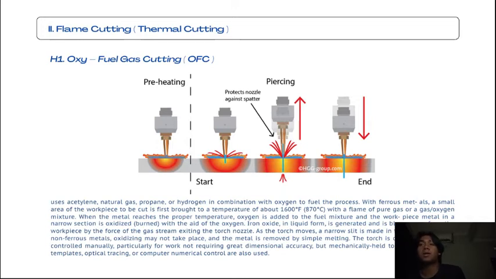So the torch is commonly held and controlled manually, particularly for work not requiring great dimensional accuracy, but mechanically held torches controlled by templates, optical tracing, or computer numerical control are also used. The process works best with carbon and low alloy steel, and a typical cutting speed for 225 mm thick steel plate is 0.46 meter per minute.